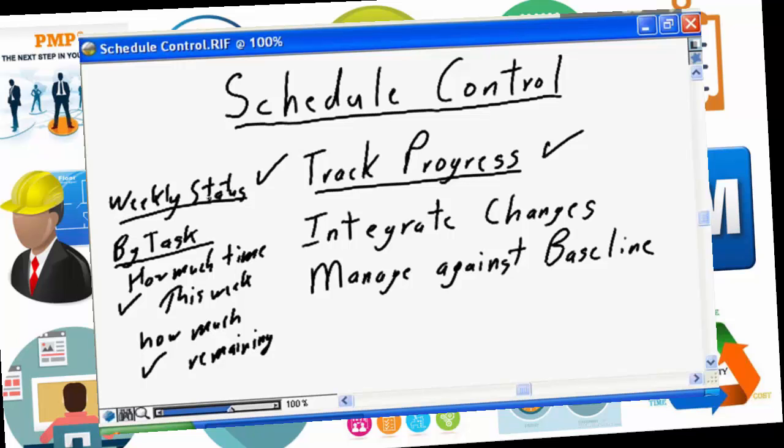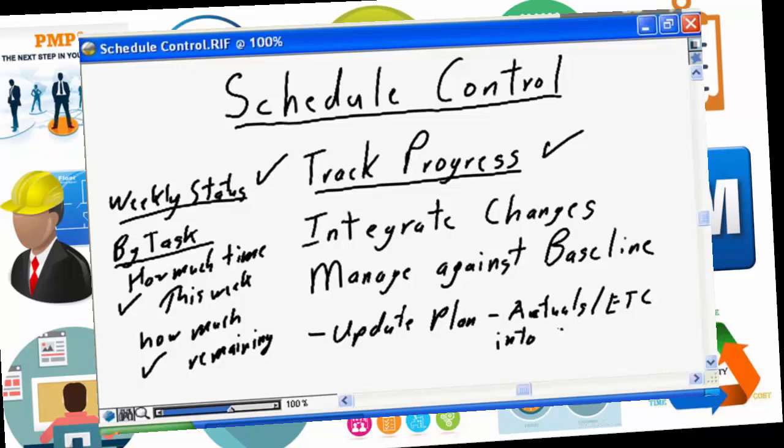Once you get that detailed weekly status from your team members, you need to use that to update the project plan. Take those facts, the actuals, and the estimate to complete, the ETC, and put that into your software, on a team member by team member, task by task basis.